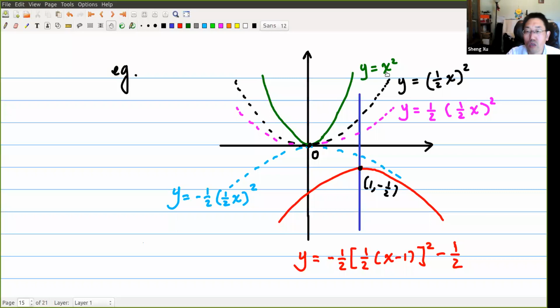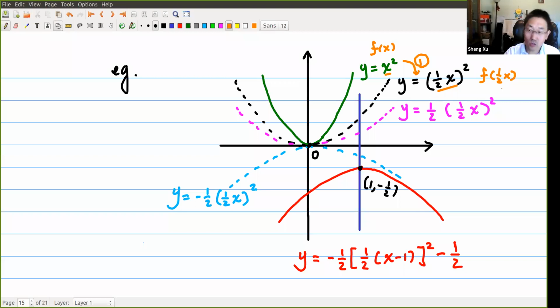So if I change x, that's step one. Let me use my orange color, which is not used yet. So from here to here, that's my step one. I'm going to change f(x) to f of half of x, so you replace x by half of x. So this is the f(x), and this is the f of half of x.